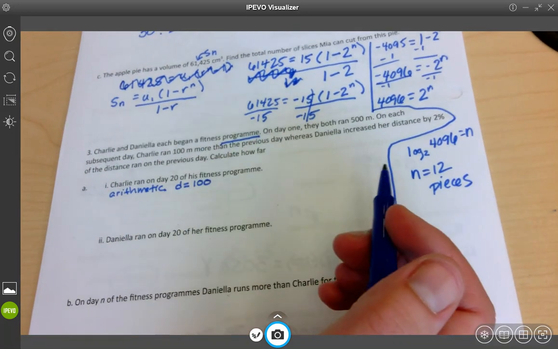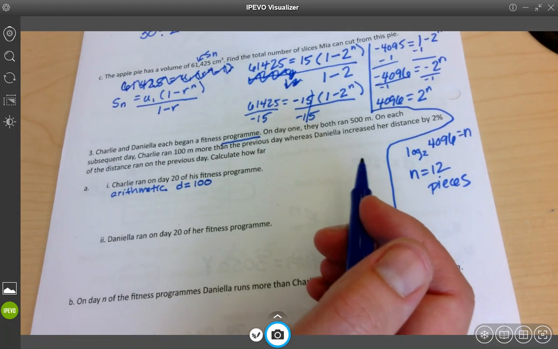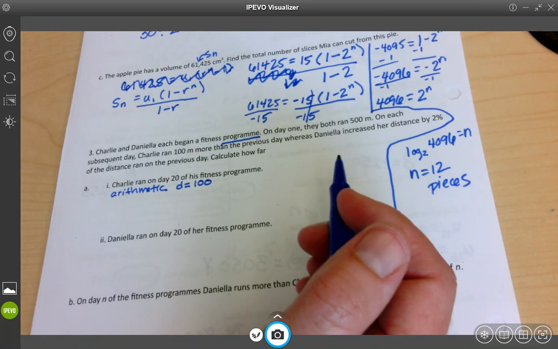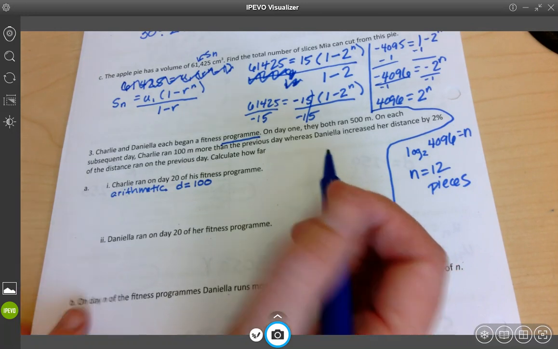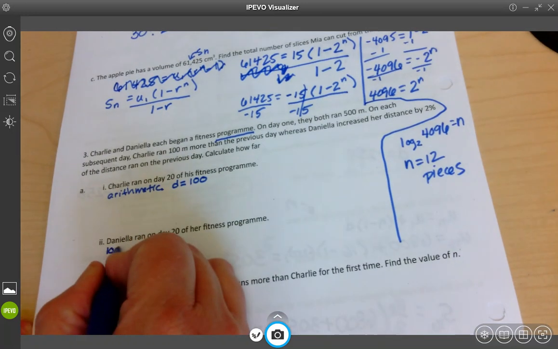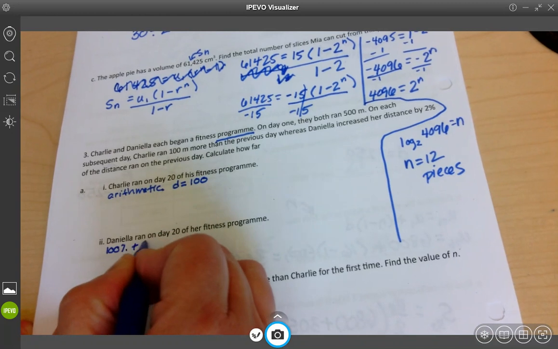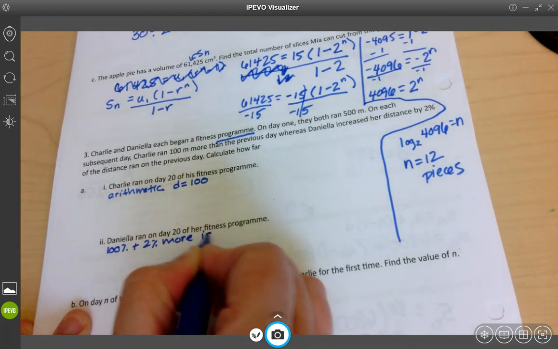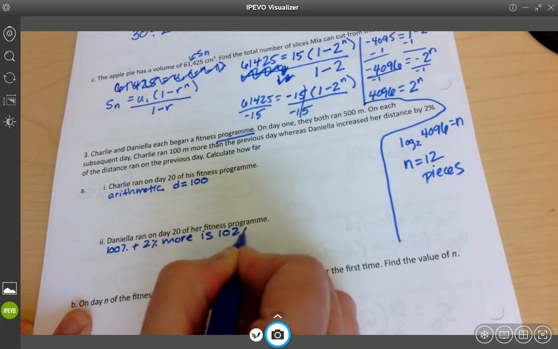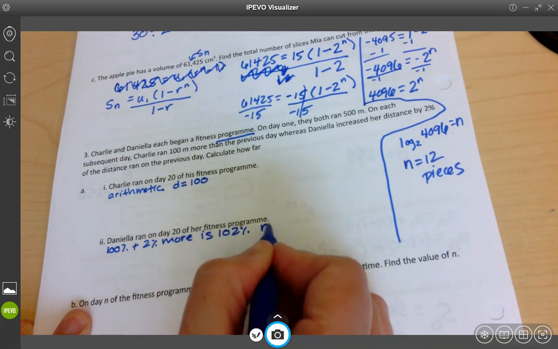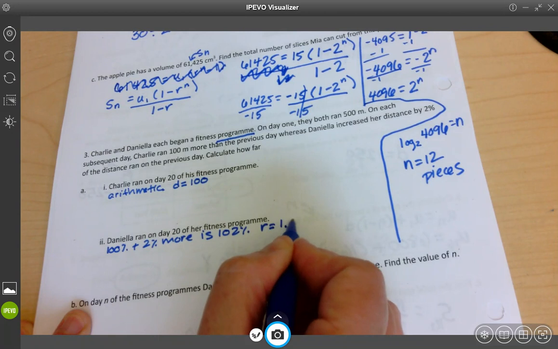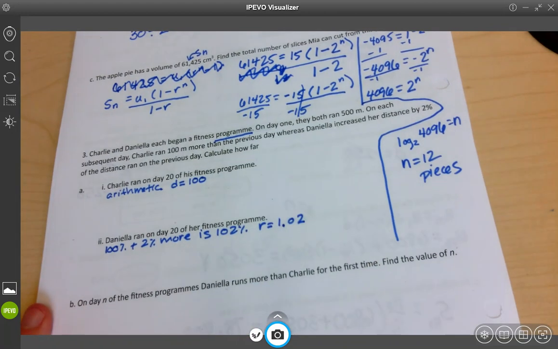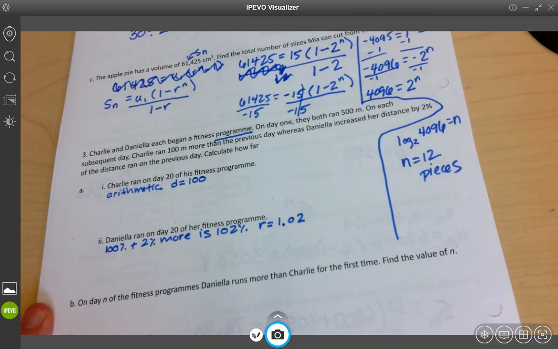2% is 0.02. And then we know she's doing 100% plus 2% more. So she's doing, I'm going to write that down, 100% plus 2% more is 102% each day. So she has an R value of 1.02. All right, so see if you can finish this up. Try to do I and B.